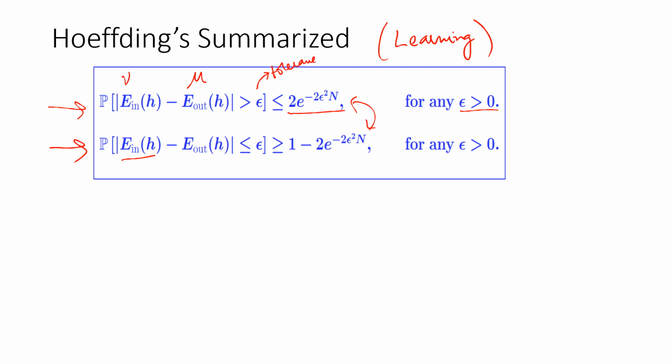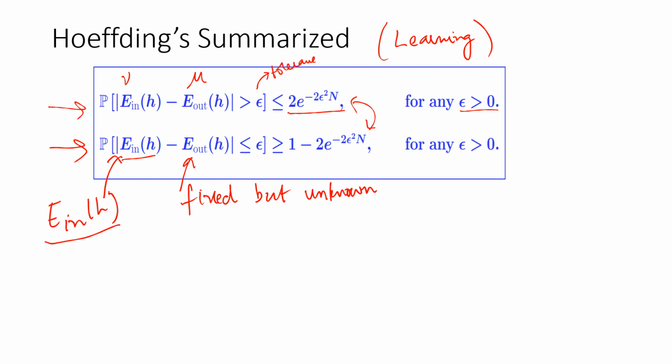That's pretty intuitive. A few assumptions that we need to remember: E in, the in sample error, is random but known. E out is fixed, just like mu, but unknown. This is something really important that we're going to talk about a lot further in the course. But E in is known to us, and we can definitely calculate it, because it is analogous to nu, and nu depends on the sample. Similarly, E in, the in sample error, depends on the data that we have.